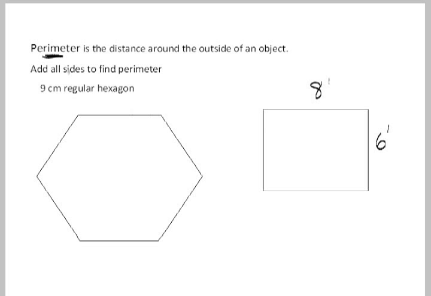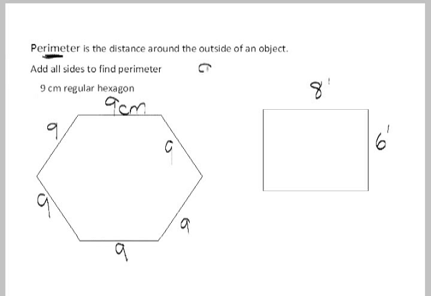In order to find perimeter, we add up all of the sides of a figure. So for example, if we wanted to find out the perimeter of this hexagon, we would add up all the sides. And here we have the information that tells us that it is a 9 centimeter regular hexagon. That means that each side is 9 centimeters. So if we want to find the perimeter then, we're going to add up all of those sides.